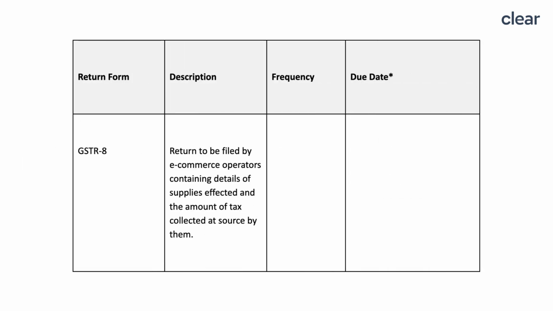Likewise, for taxpayers collecting tax at source or TCS, basically e-commerce operators, the return to be filed is Form GSTR8. This return contains details of supplies affected and the amount of tax collected at source by them. The frequency of filing is monthly and the due date is 10th of the succeeding month.